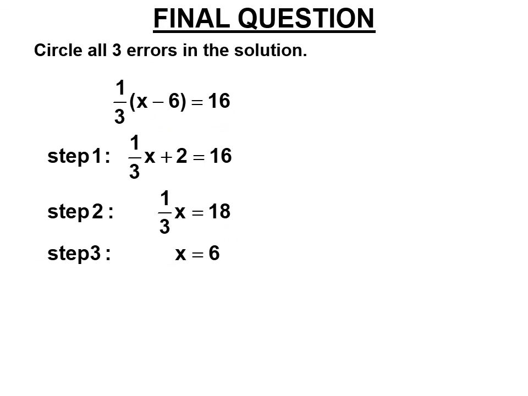So we're going to circle all three errors. 1/3 x, 1/3 times 6, it should be negative 2 there. So that's our first mistake. Now you don't go back and fix it. You just say, well, next he should have subtracted 2 from both sides. He got 1/3 x, but he added 2, so this is also wrong, right? He obviously added 2 and got 18, so that's his second mistake.